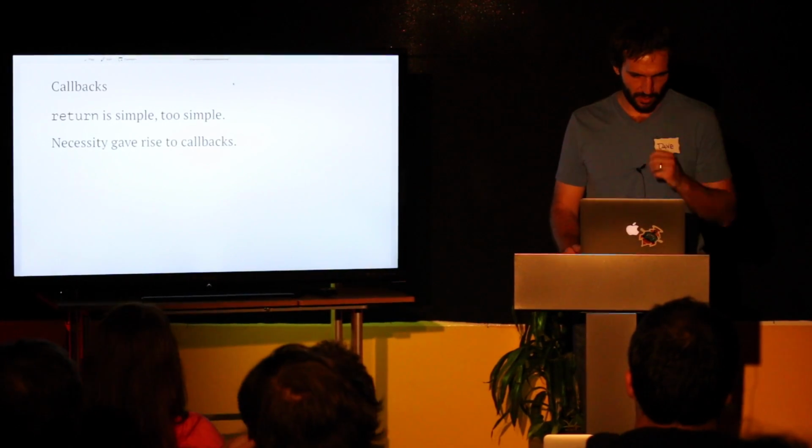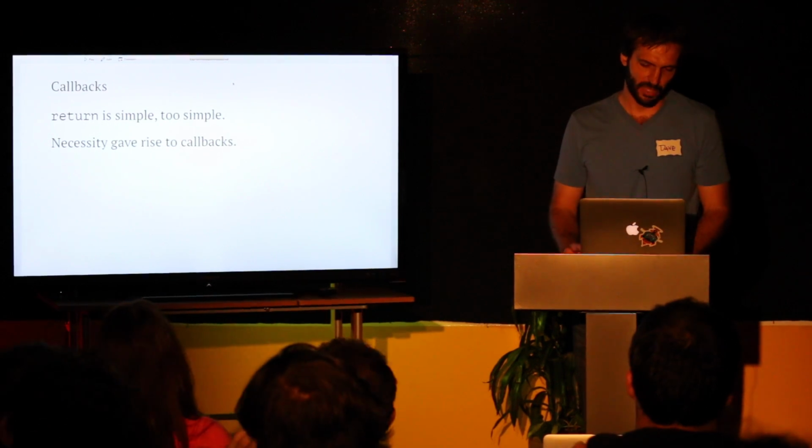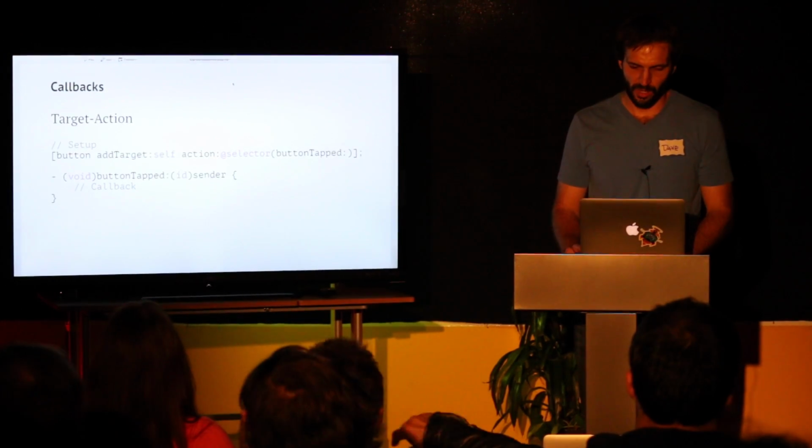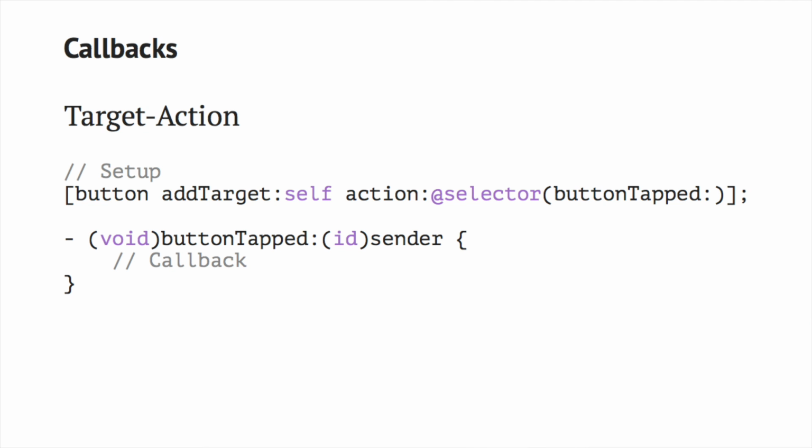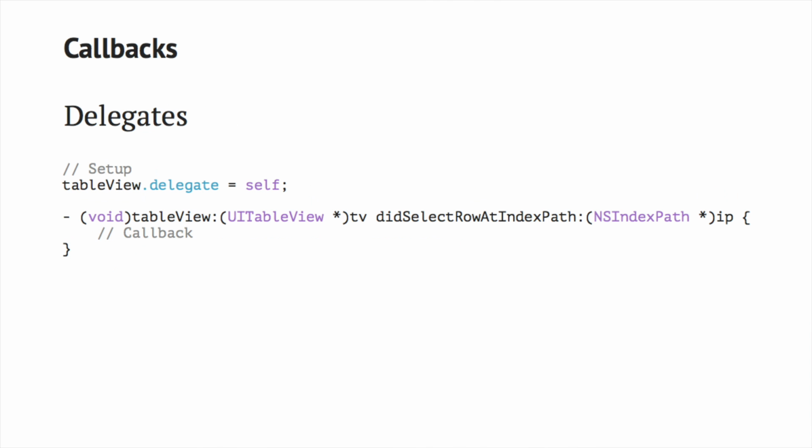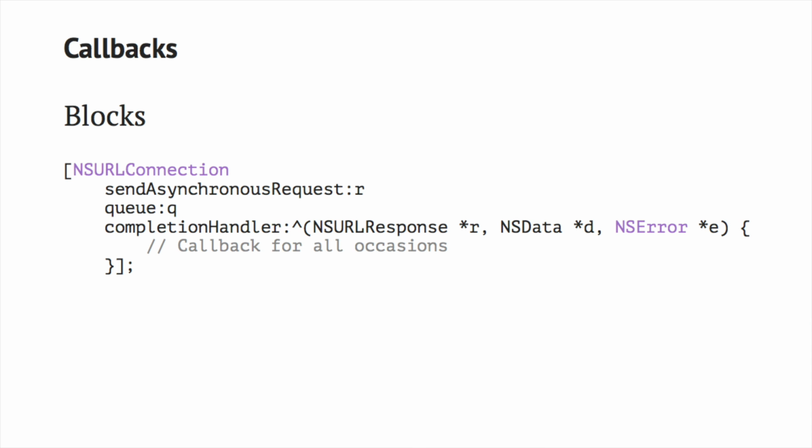So return is simple, too simple. That's why we have callbacks. So we have target action. Everybody should know that kind of thing. Delegates are more or less target action, just instead of an action selector, you've got a protocol. And then blocks, which are relatively newer, but still perform the same thing, where you have some asynchronous result that you need, and you need to be told how to handle it. So this is all stuff everybody probably knows.